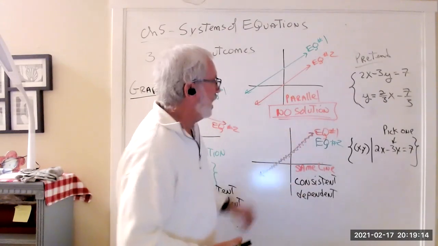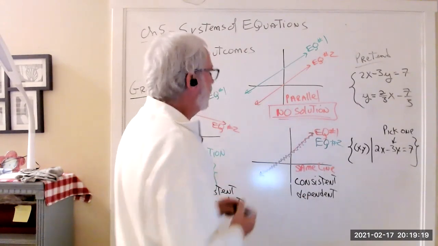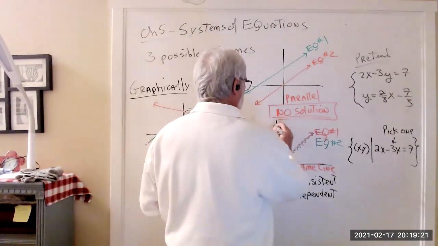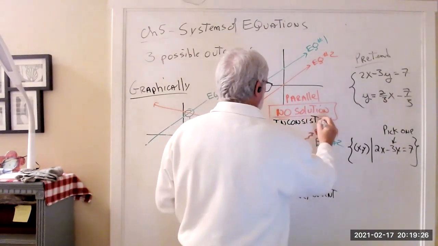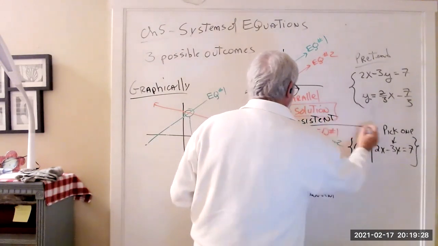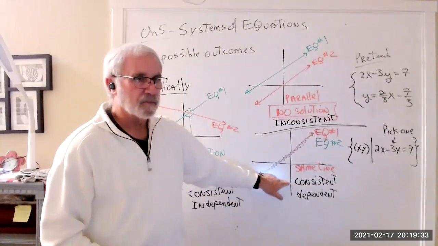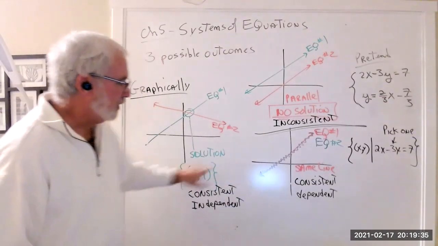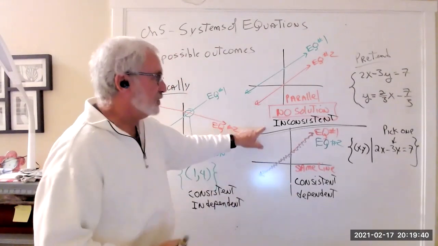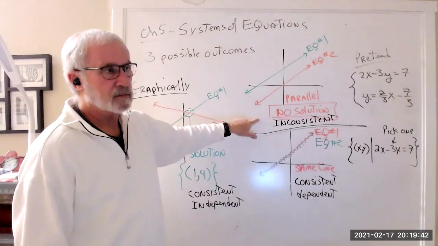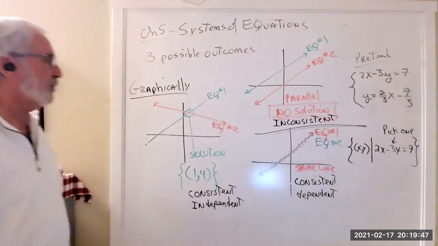Okay, whatever. And a problem that has no solution is called inconsistent. Okay, so consistent meant there's an answer. It might be a normal answer, it might be a weird answer, but there's an answer. Okay, inconsistent means there is no answer.